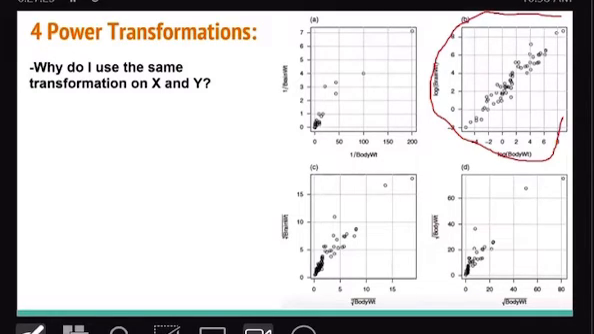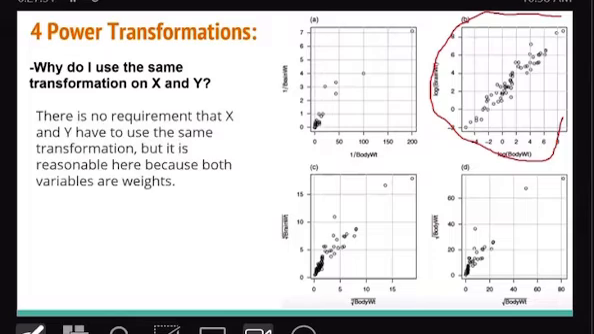I can try possibilities, like I said. Now look at what I said. There is no requirement that x and y have to use the same transformation. No requirement. Accidentally, in this case, the log and log actually work. But it is reasonable here because both variables are weights. Now, go ahead.